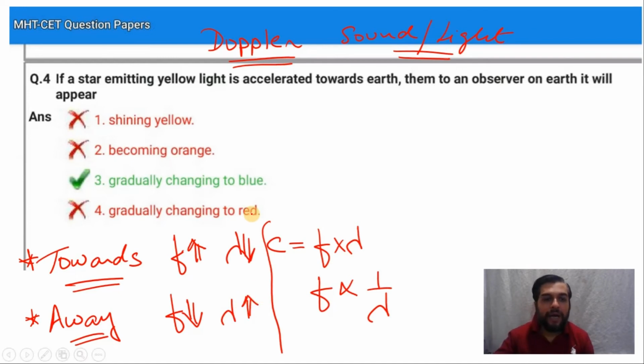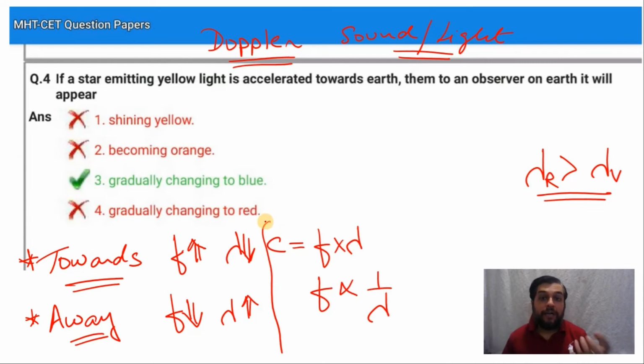Now we are talking about light over here. Whenever you talk about light, please remember one thing, that compared to wavelength of blue light or violet light, wavelength of red light is larger. So please remember this. Whenever a star or a light producing source is moving away, what happens to the frequency? It decreases and the wavelength increases. Wavelength increases means I can say wavelength moves towards red light. That kind of an effect is called the red shift.